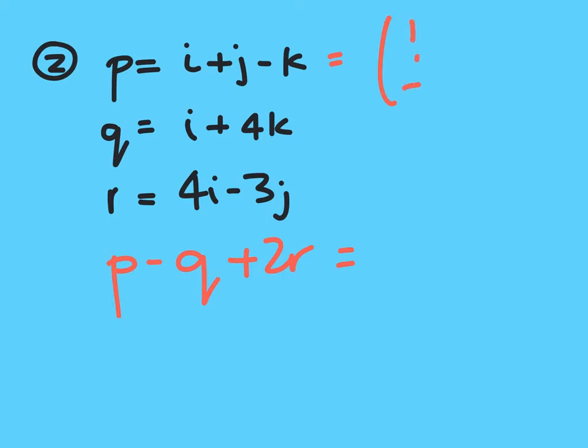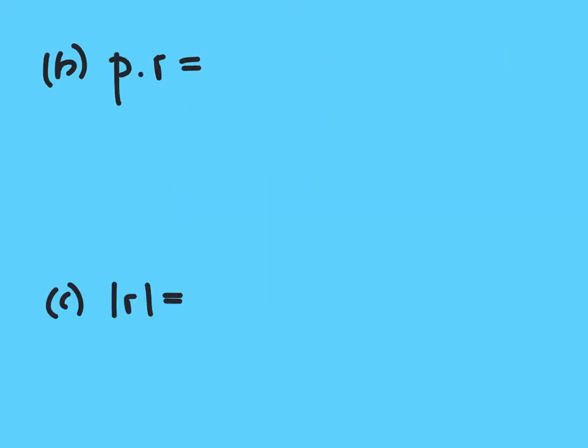So 1, 1, minus 1. This one would be 1, there are no j's and 4 k's. And this one would be 4, minus 3 and there's no k's. And then you do this vector, subtract this vector, add on two of these vectors. The second part of the question was P dot R.